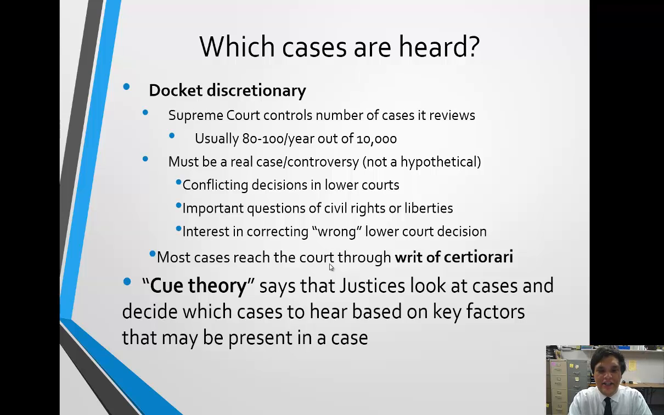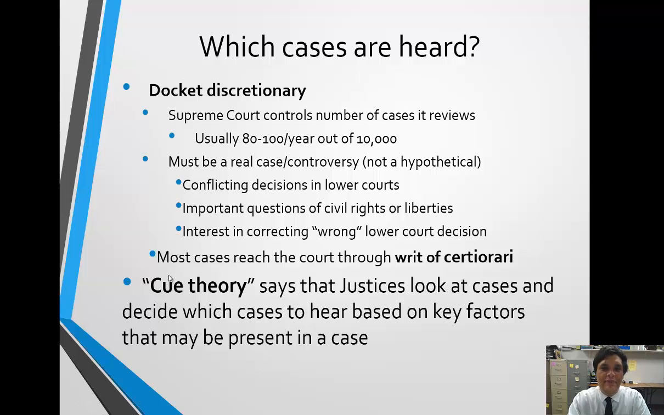There's also this thing called Q theory. There's a number of Qs that the justices look at. It says that the justices look at cases and decide which cases to hear based on key factors that may be present in the case. So Q theory really relates back to those important questions of civil rights or civil liberties, interest in correcting wrong decisions in lower courts, as well as conflicting decisions in lower courts. Those are the Qs that the judges will most likely look at.